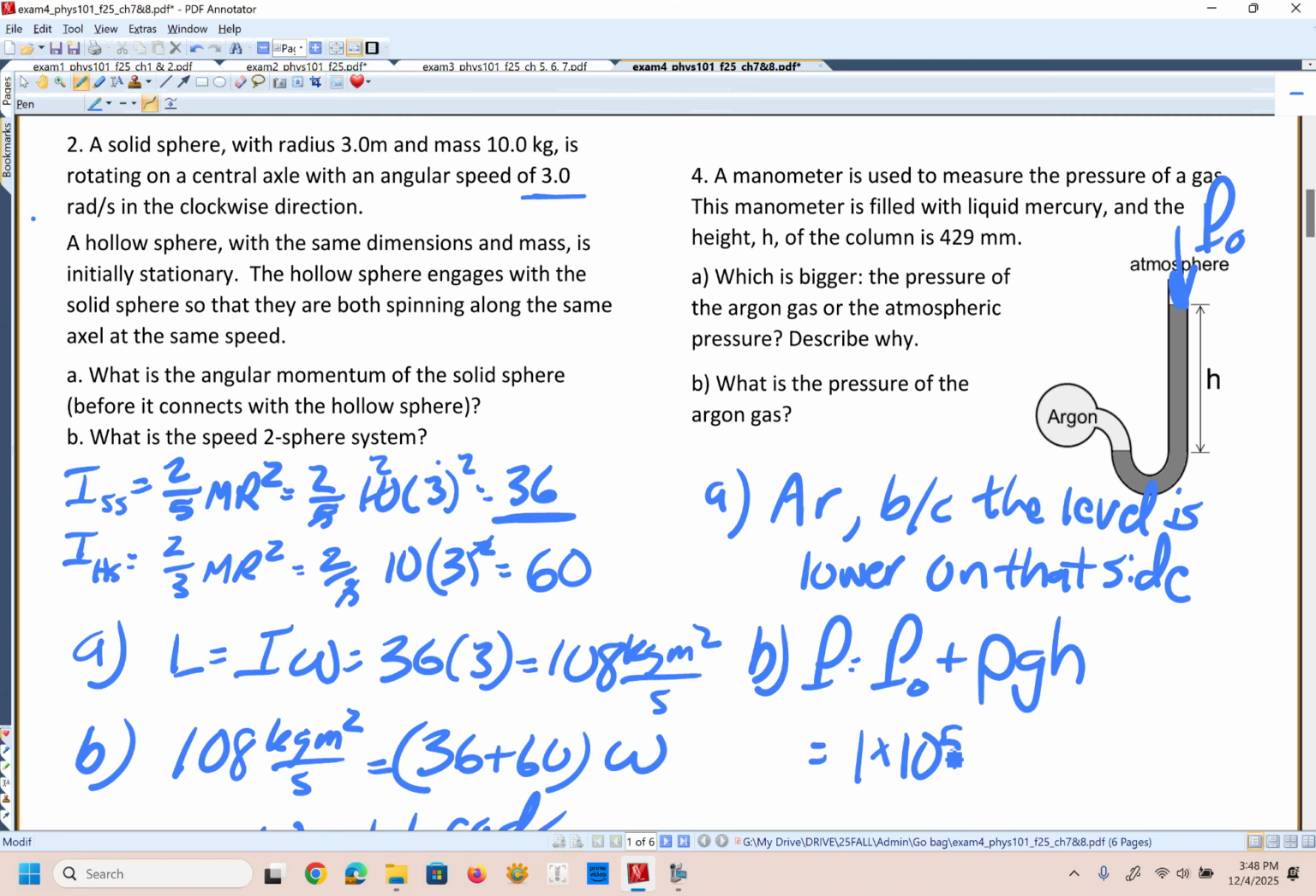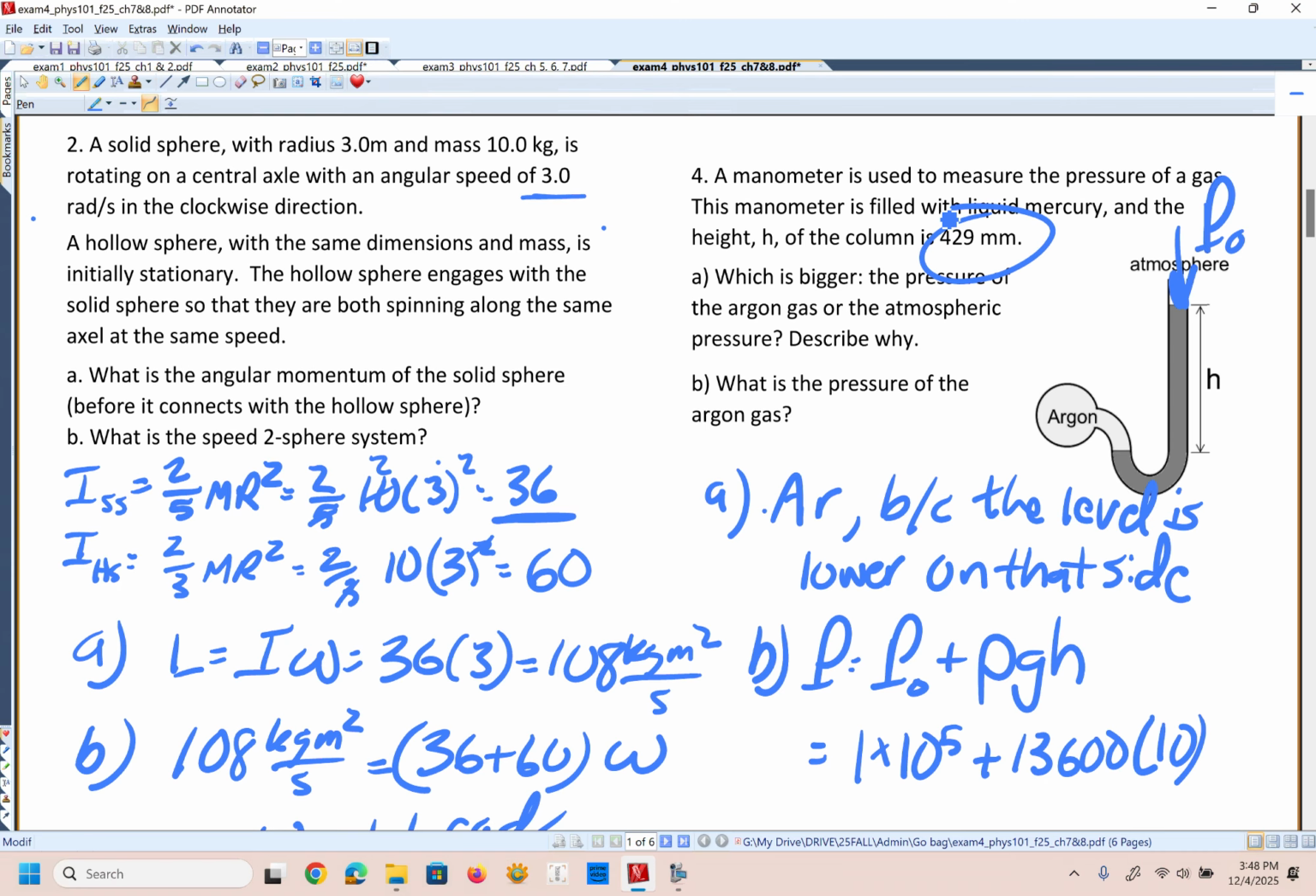That conversion factor is on your equation sheet. 1 atmosphere is 1 times 10 to the 5th. Plus the density of mercury is 13,600. I think you have mercury in yours. Mercury is pretty common in manometers. Times 10 times h. This was a common mistake. Not many people made it, but a few of you, even some of my really good students, made it, that you didn't convert this properly.